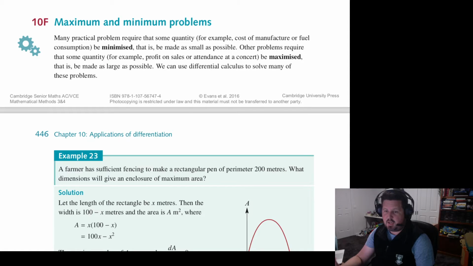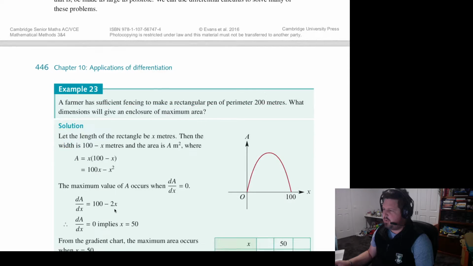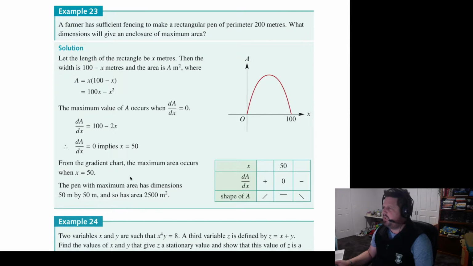So they're saying, hey, we can use calculus to be able to solve these things. So I'm just going to pick out a few of these examples and have a bit of a chat about them. So the first one here says: a farmer has sufficient fencing to make a rectangular pen of perimeter 200 meters. What dimensions will give an enclosure of maximum area?